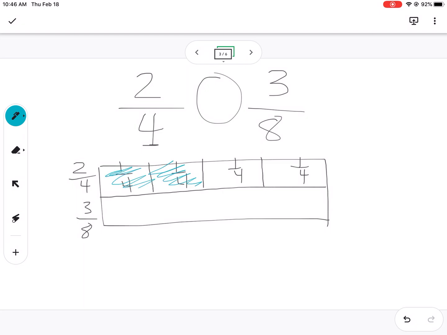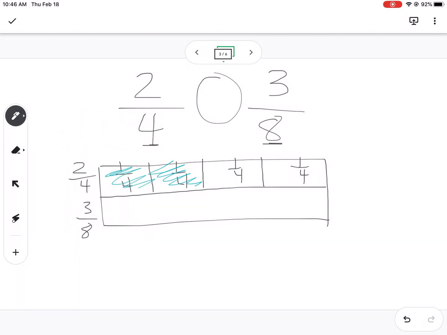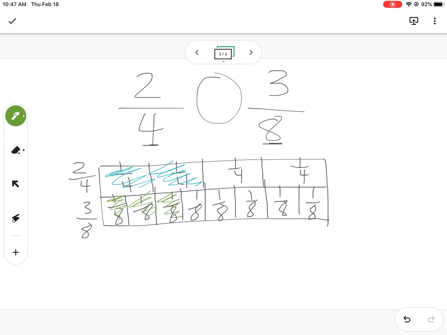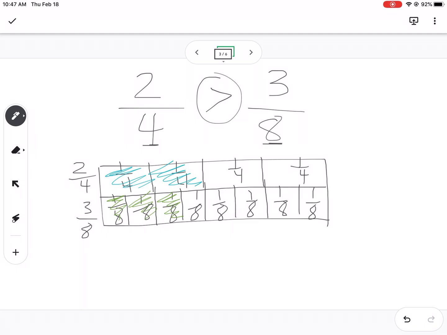And then to do 3/8, eighths are friends with fourths. So again, I'll start with fourths, and then each fourth is going to be broken up into two pieces, and I've created eighths. And I need to shade in three of them. 1, 2, 3. Ooh, it's looking pretty close, but it is looking like my blue, there's more blue shaded than there is green. So that tells me that 2/4 is larger or bigger than 3/8.